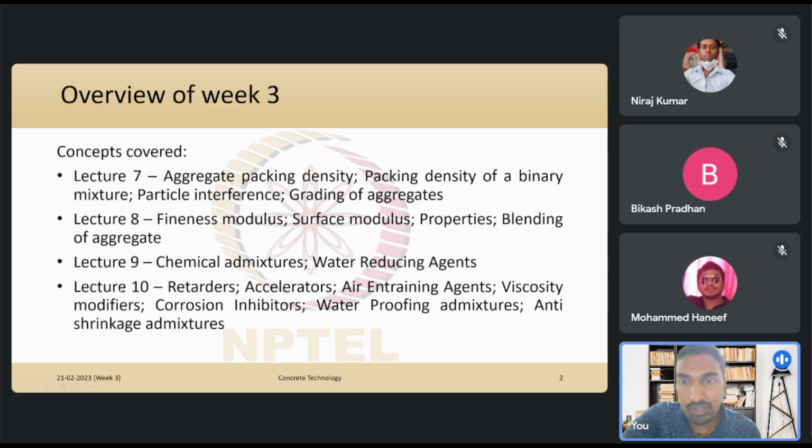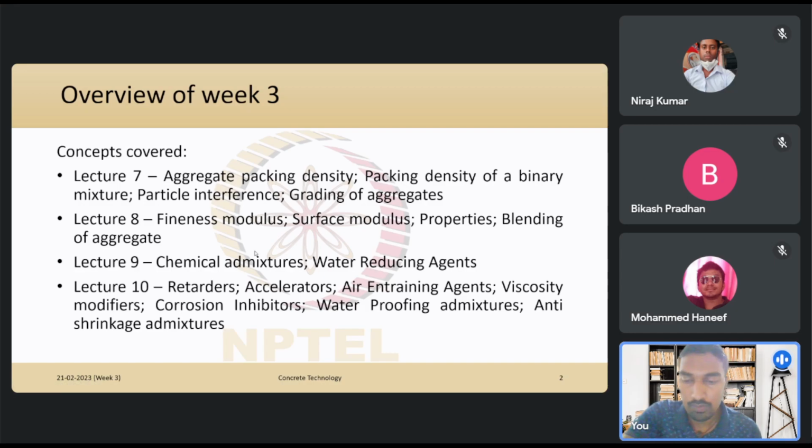And in lecture 10 we covered a wider range of admixtures, starting from retarders and accelerators. These affect the hydration process, right? Retarders slow down the hydration process, accelerators quicken the hydration process. And then we looked at air entraining agents, viscosity modifiers, then corrosion inhibitors, waterproofing admixtures, and finally the anti shrinkage admixtures, right? So that is the overview of the concepts that were covered in the lectures of week 3.